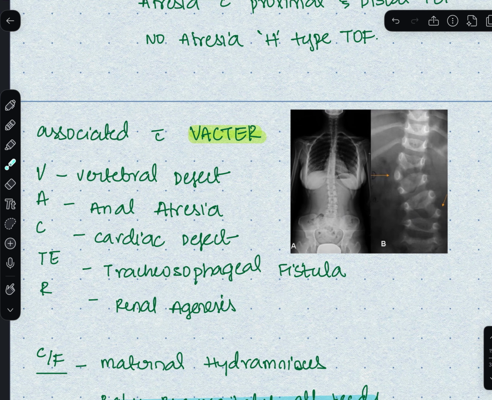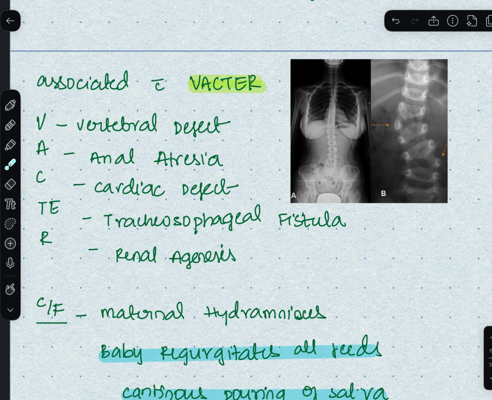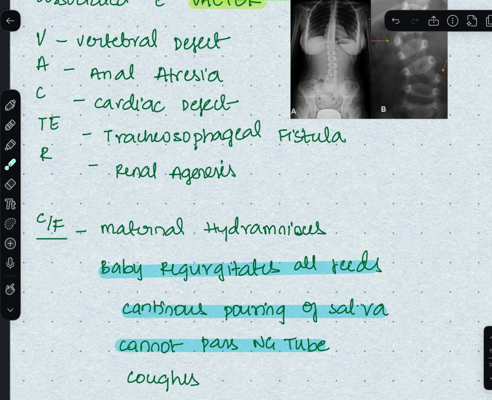So it is associated with VACTERL syndrome, which includes vertebral defects, anal atresia, cardiac defects, tracheoesophageal fistula. The TE stands for tracheoesophageal fistula and the R for renal agenesis. So anal atresia, cardiac defect, tracheoesophageal fistulas and the renal agenesis along with the vertebral defects. So these are the VACTERL group of syndromes which are associated with the tracheoesophageal fistulas.